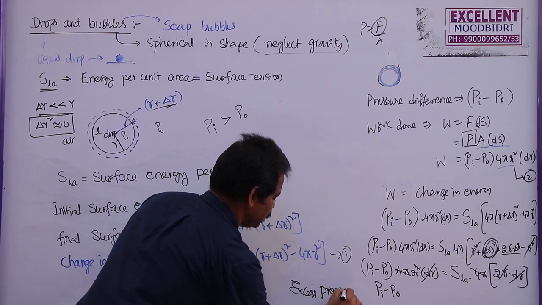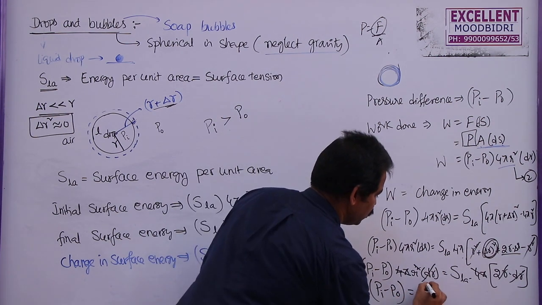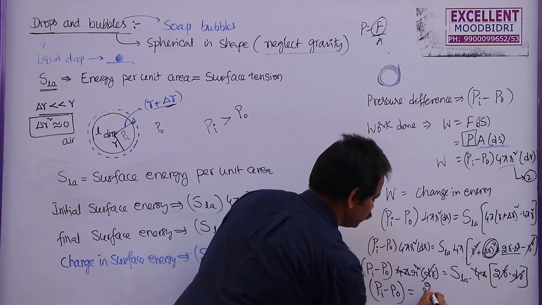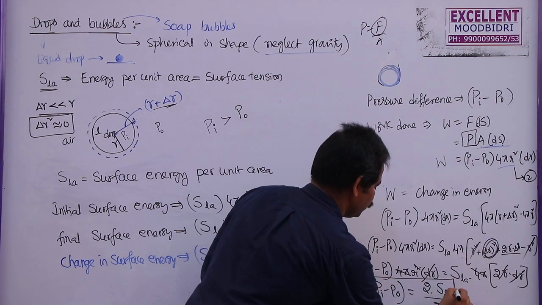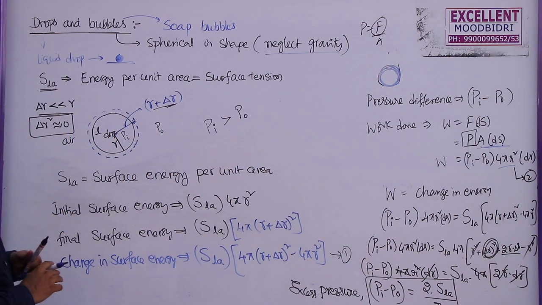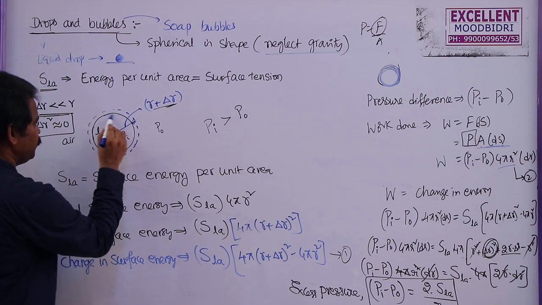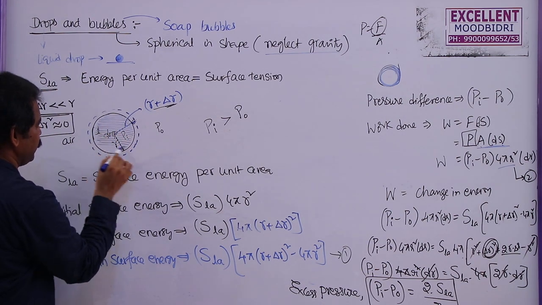Excess pressure P minus P naught is equal to 2S by R. So this is the formula to find out the excess pressure inside a drop. But if you take a drop, the surface is completely filled with liquid.